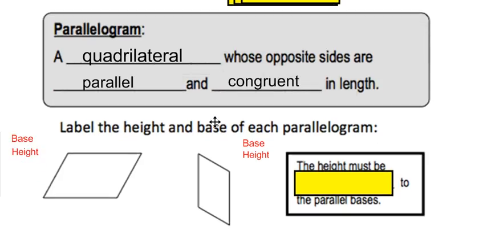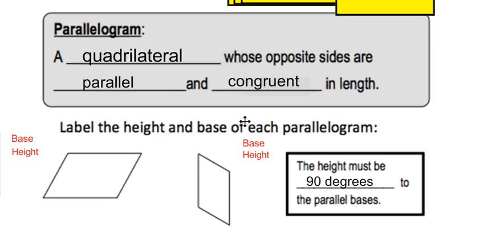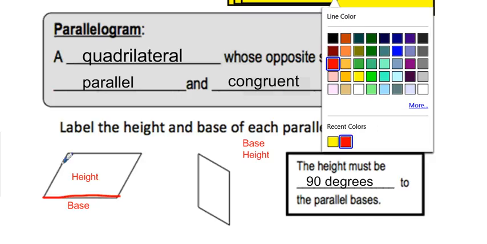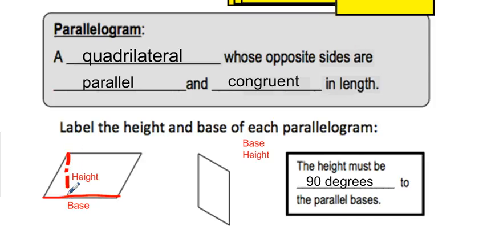So we need to label the height of each parallelogram. Remember, the height must be 90 degrees to the parallel bases. So it depends on which orientation you're looking at the shape. But for this one, I'm going to say the base is this bottom piece. So I'm going to draw a line here. My base is this bottom part. And the height, I'm going to draw it here. And remember, the height has to be 90 degrees.